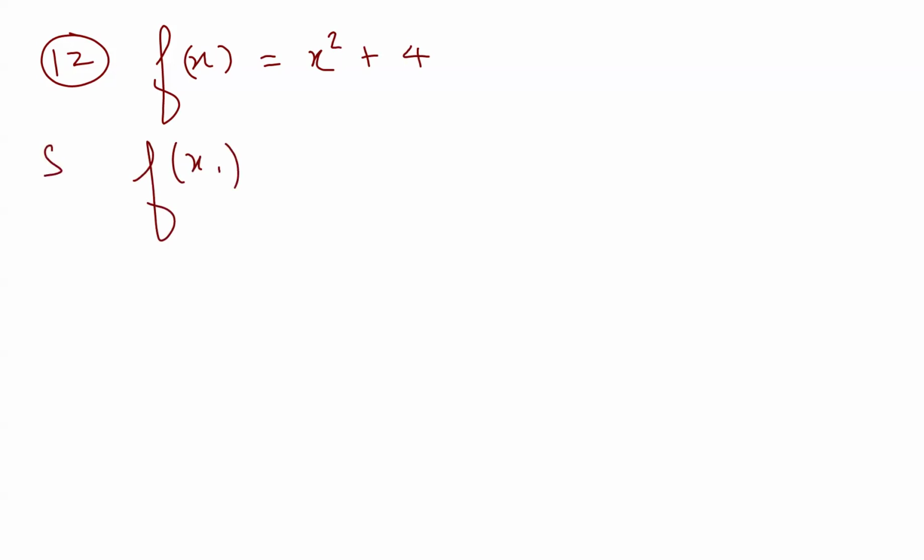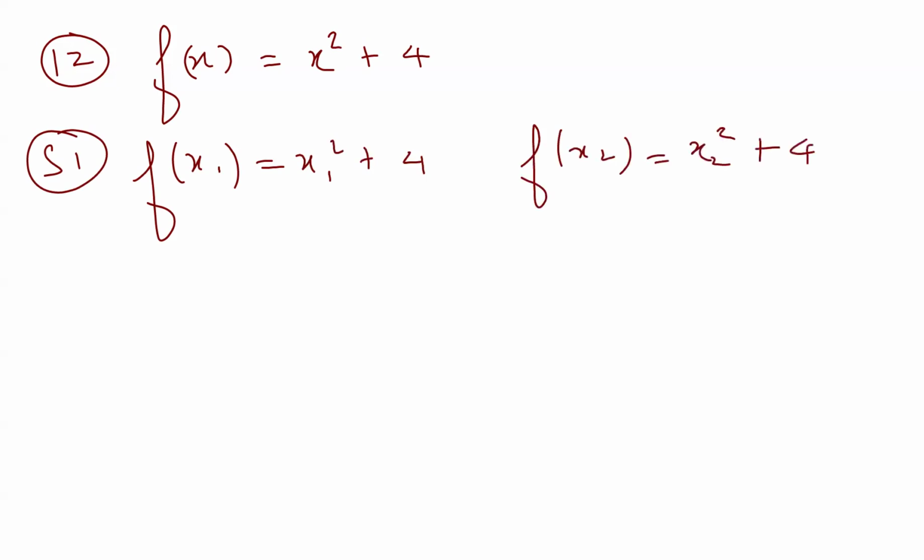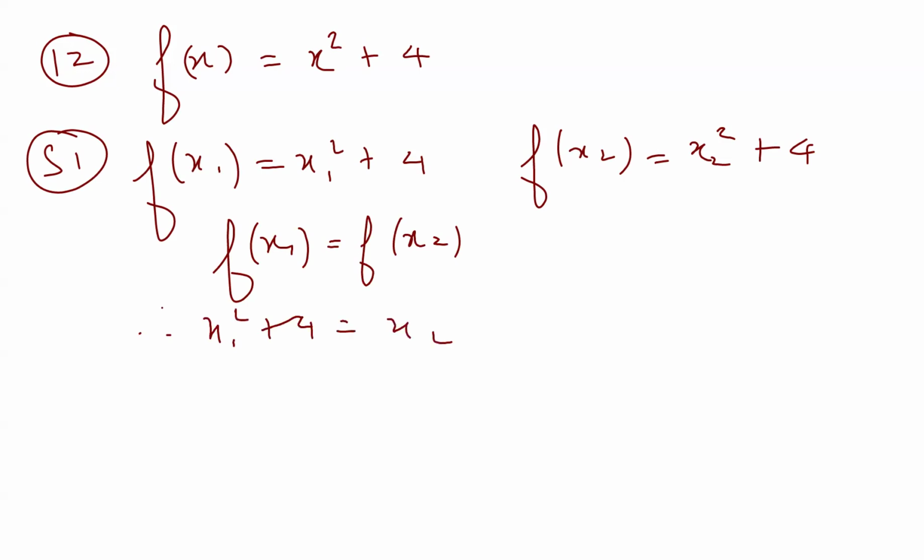So f of x is equal to x square plus 4. Step number 1: f of x1 is equal to x1 square plus 4, f of x2 is x2 square plus 4. f of x1 is equal to f of x2. Therefore, x1 square plus 4 is equal to x2 square plus 4. 4 will get cancelled. So x1 square is equal to x2 square.